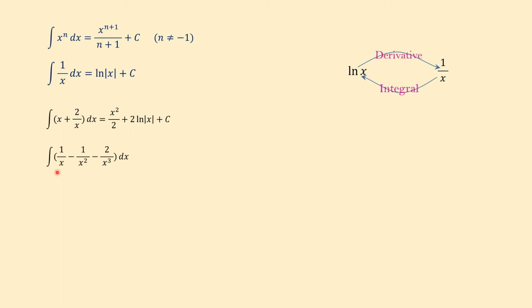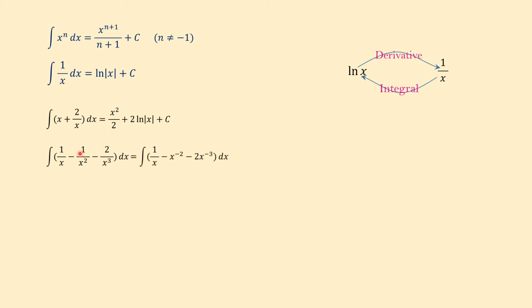Another example, integral of 1 over x minus 1 over x squared minus 2 over x to the 3 dx. We can integrate the first term with this formula, but for the other terms, we cannot use this formula. This formula works only for 1 over x. To integrate 1 over x squared or 2 over x to the 3, we have to use the power rule. We have to move x to the 2 and x to the 3 to the top, and then we can integrate these expressions.